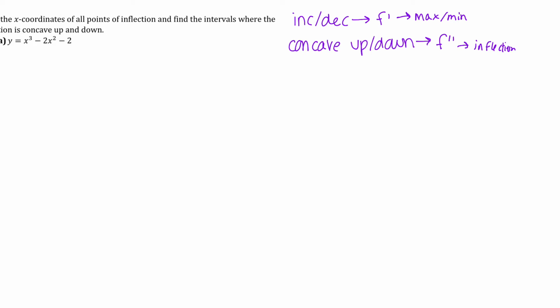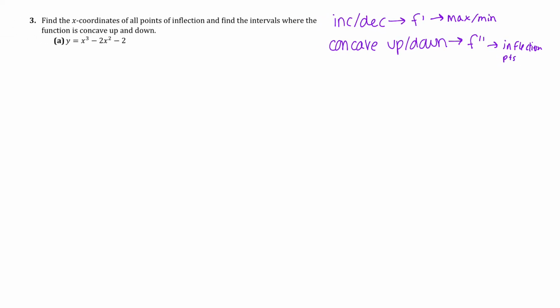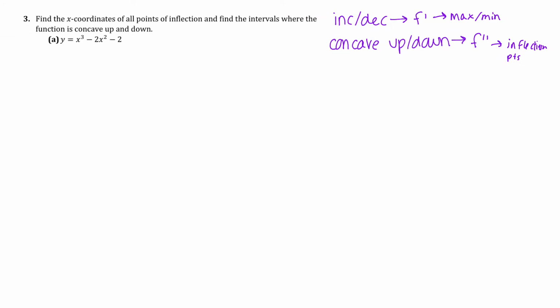Inflection points. So we have to take the second derivative here. So we have 3x squared minus 4x. We're not going to do anything with the first derivative. We'll come to the second derivative: 6x minus 4. We'll set it equal to 0. You'll get x is equal to 4 over 6, which, when we simplify, is 2/3. That's the only possible inflection point.